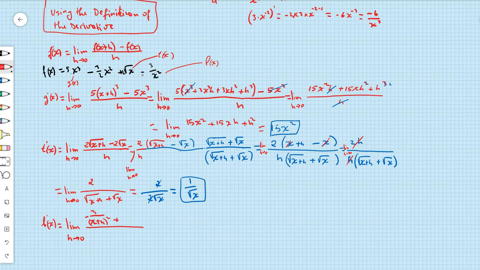Sorry, I keep using the red color for some reason. So we'll have only f of x, which is just x squared over h. Now, if you solve this limit, you'll get the result. So let's go ahead and solve this limit.